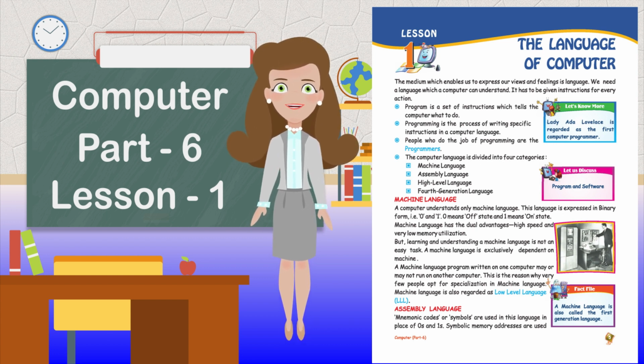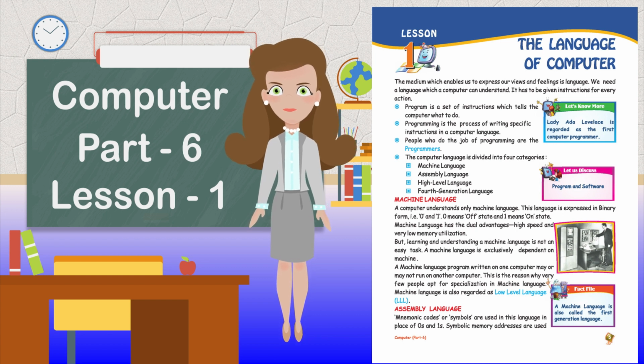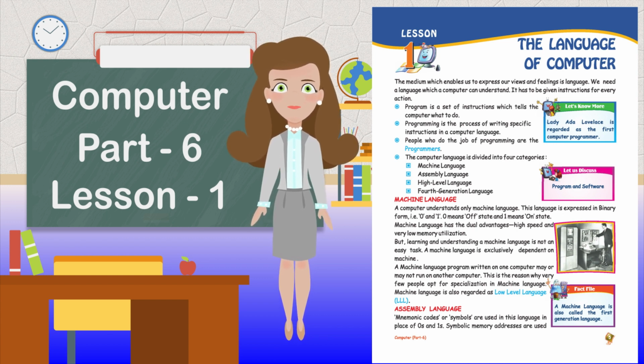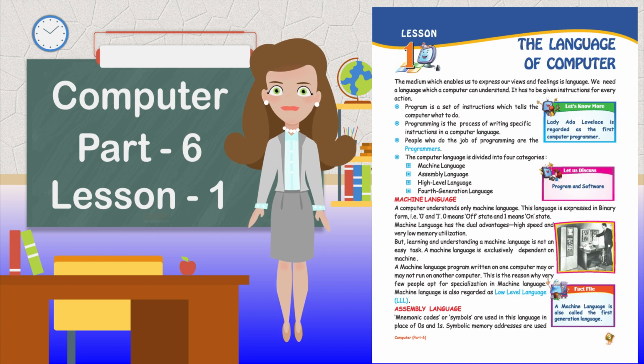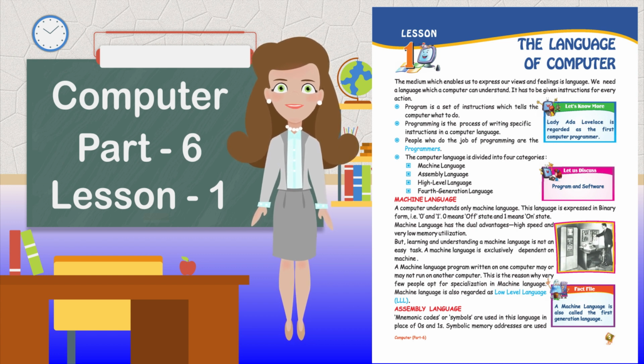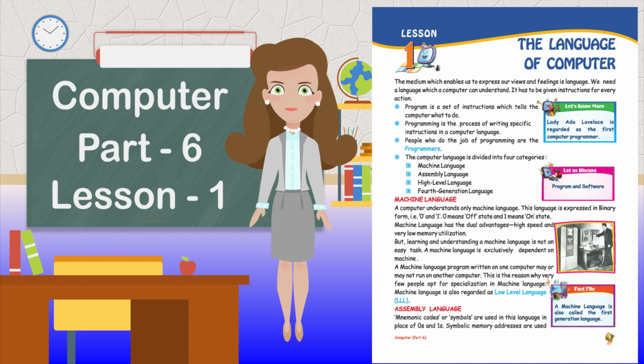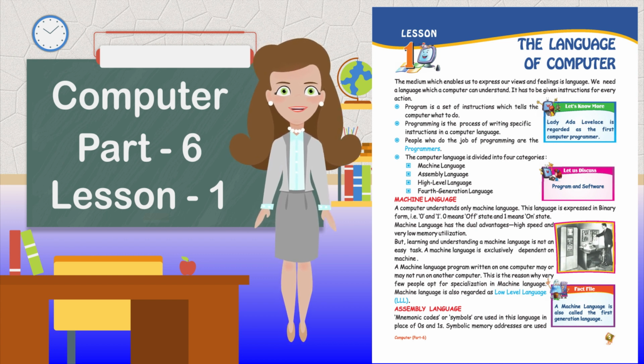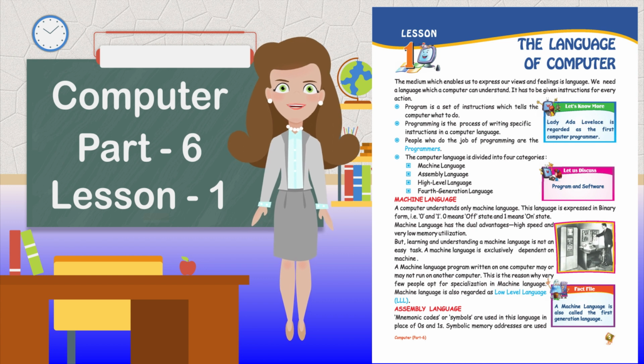Program is a set of instructions which tells the computer what to do. Programming is the process of writing specific instructions in a computer language. People who do the job of programming are the programmers. The computer language is divided into 4 categories: machine language, assembly language, high-level language, 4th generation language.